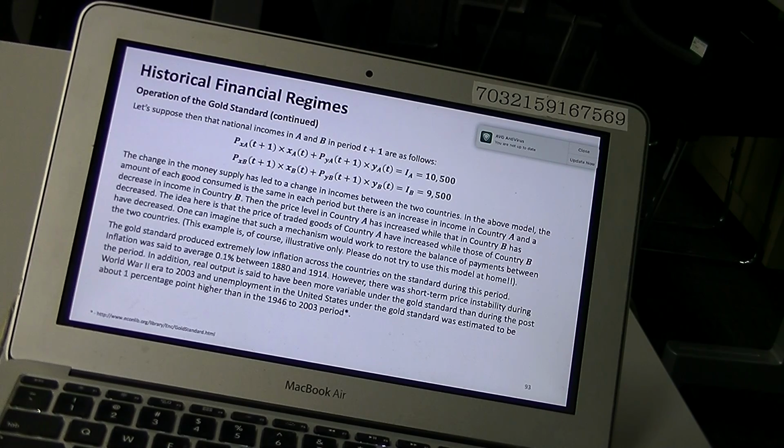It's also thought that there was more variability in output, and some people think it leads to a little bit more unemployment than under floating exchange rates. Those things aren't clear, but the point is that there are positives: stable prices, stable exchange rates, but some fluctuation short run in prices.